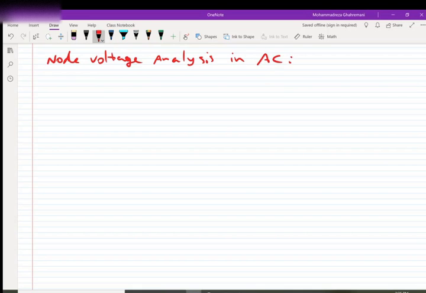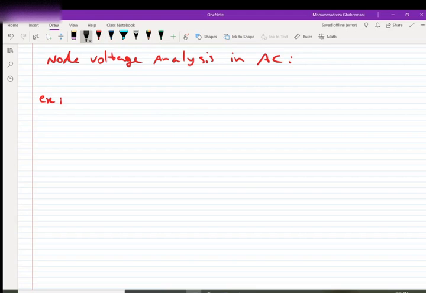Okay, last week we solved some examples that had AC circuits, including an AC power supply, resistor, inductor, and capacitor, and we analyzed the circuits by the mesh current analysis method. And now I'm going to discuss analyzing the circuits by the node voltage analysis method. We start by showing some examples.